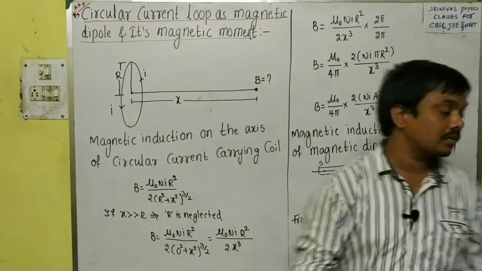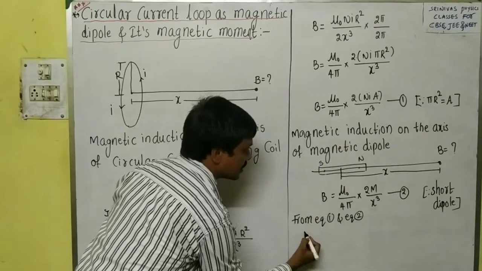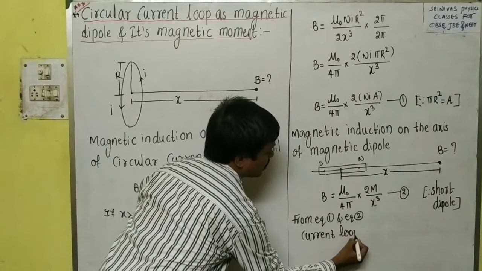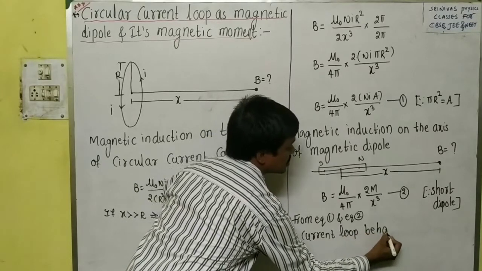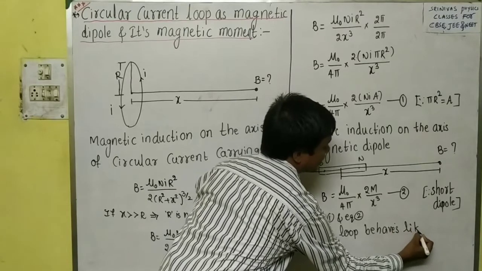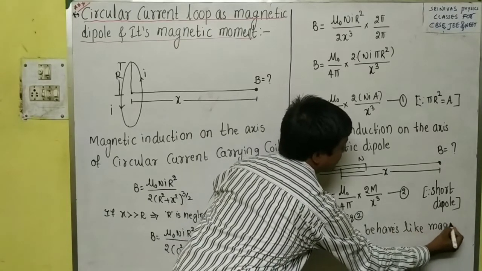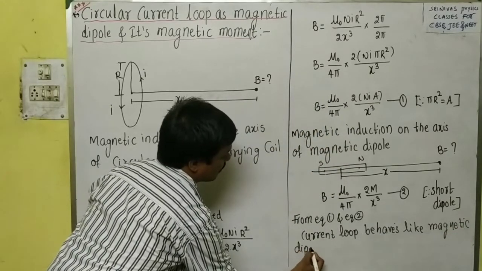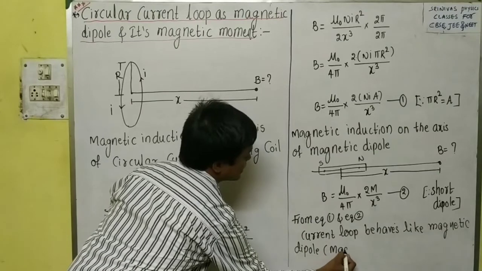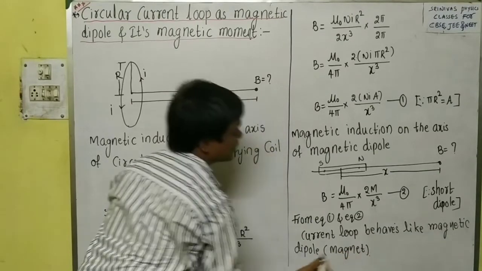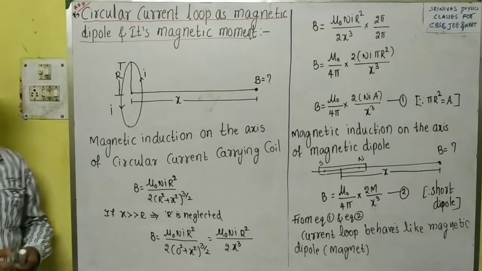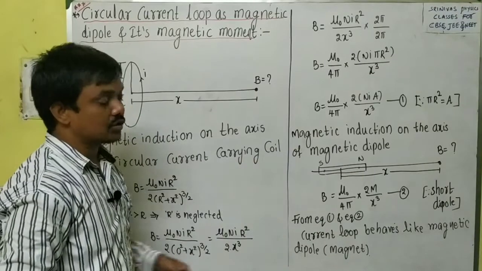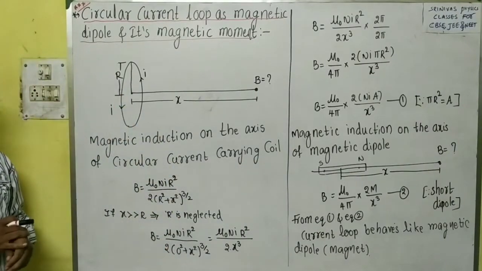From equation 1 and equation 2 we write one thing, that a current loop behaves like a magnetic dipole. Magnetic dipole or magnet. Okay, right. A current loop acts as a magnet or magnetic dipole. When we compare equation 1 and 2, okay, we can compare equation 1 and 2.